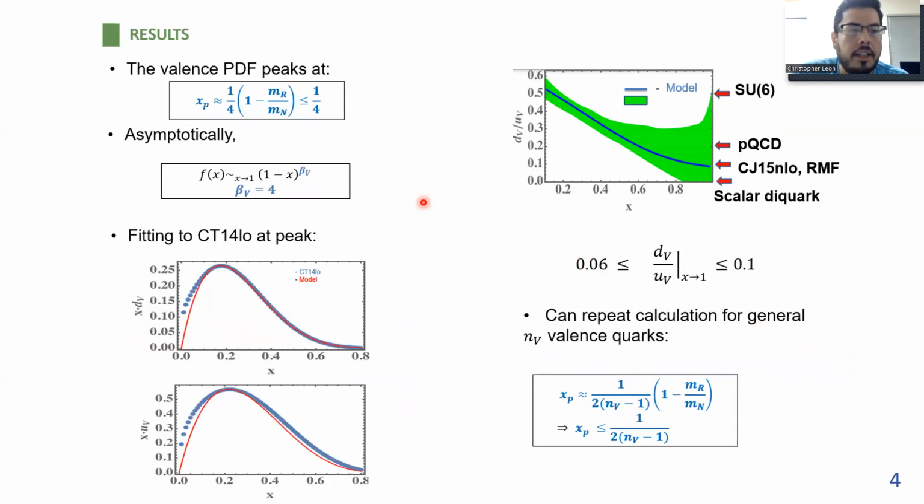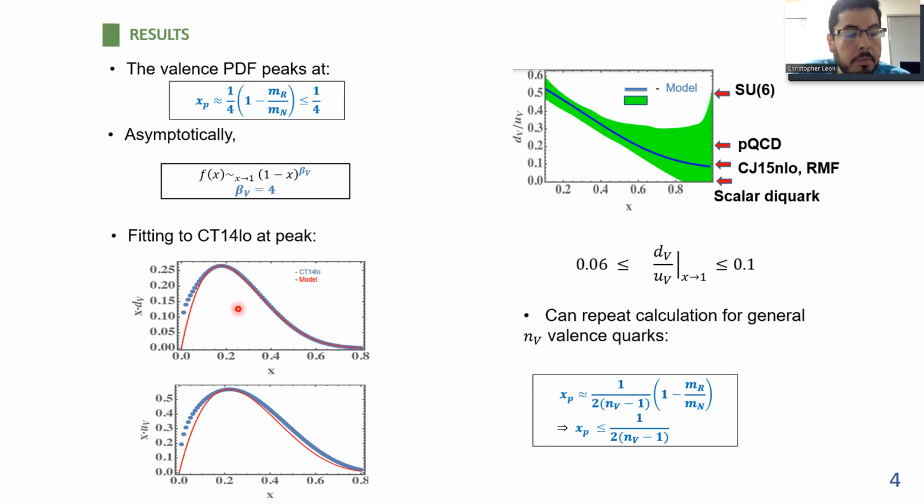So this function peaks. We can get an analytical expression for the peak in terms of the mass ratio, and this implies a limit of 1/4 on the x peak of the PDF. And we can also look at the asymptotic as x goes to 1, and we get a 1 minus x to the 4th power. So here we can see 2 fits for the down valence and the up valence.